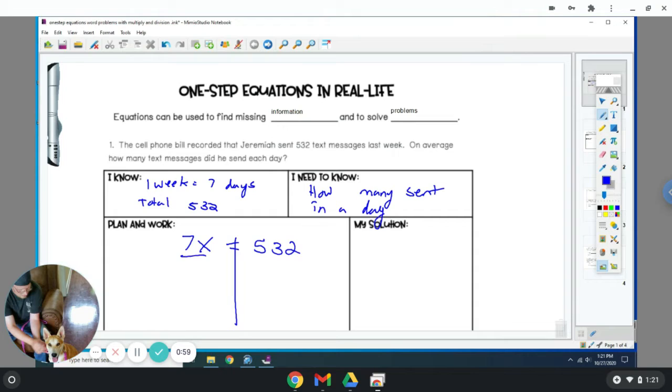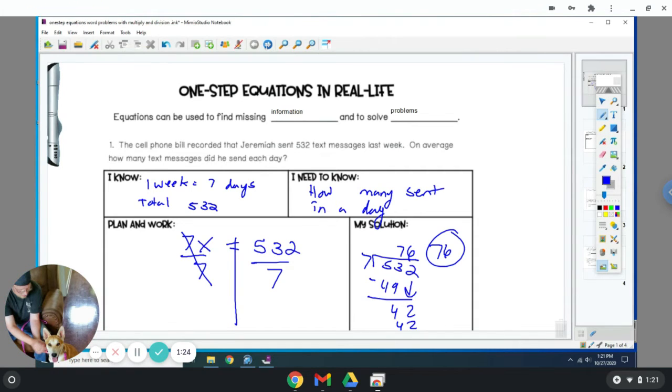So you're going to solve this by dividing both sides by 7. So we're going to divide 7 into 532. So 7 goes into 53 7 times, which is 49. 4 left over. 7 goes into 42 6 times. So your answer is 76. So he sent 76 text messages a day.